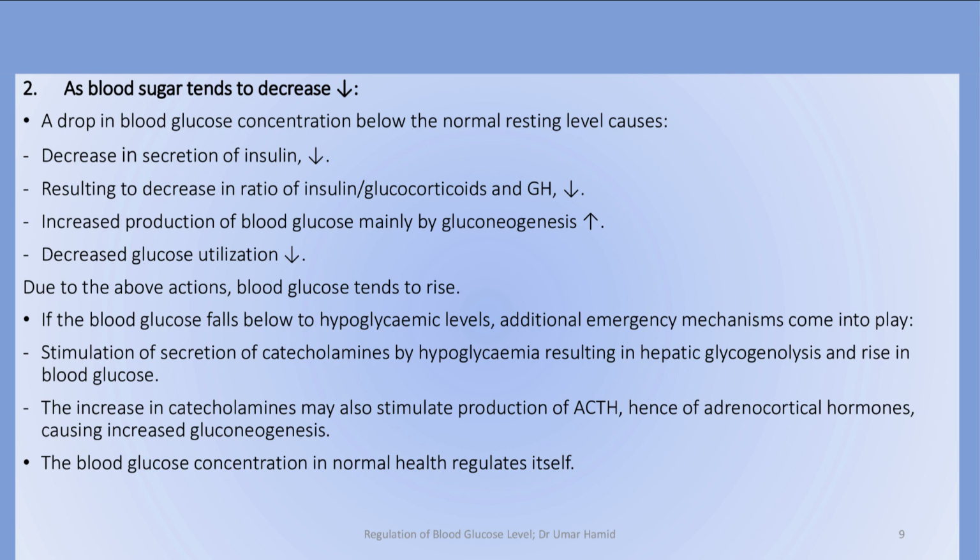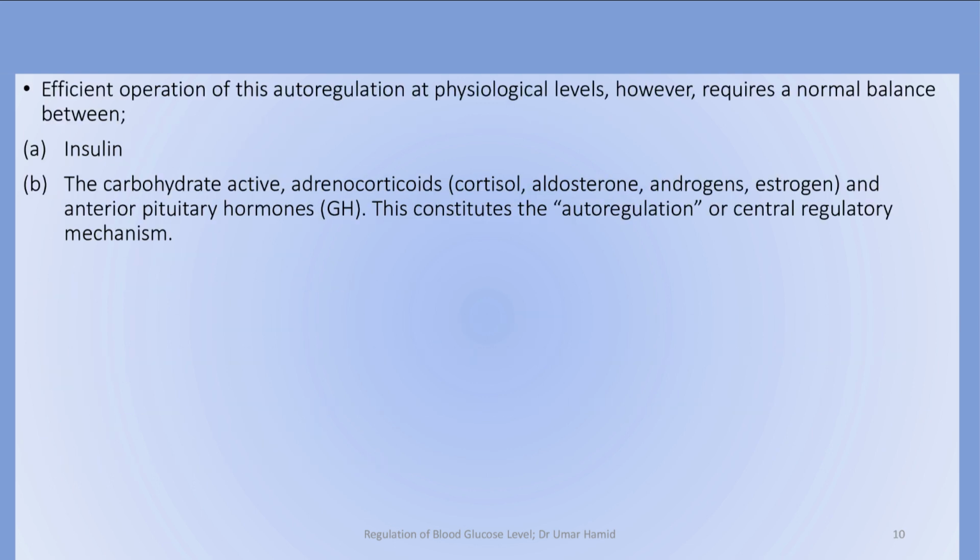The blood glucose concentration in normal health regulates itself. Efficient operation of this autoregulation at physiological levels, however, requires a normal balance between insulin and the carbohydrate-active adrenocorticoids, cortisol, aldosterone, androgens, estrogen, and anterior pituitary hormones, GH. This constitutes the autoregulation or central regulatory mechanism.